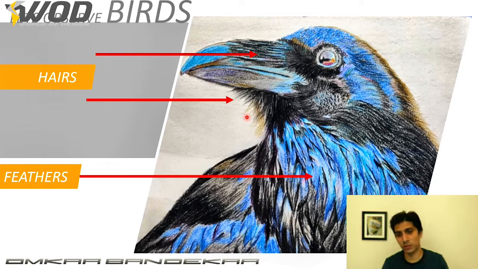Even if you observe this side area, how the hairs are flowing, these strokes are different, the strokes on the back are different, and on the feather the strokes are different. So like that, you have to plan your strokes, and then do the application of the strokes.